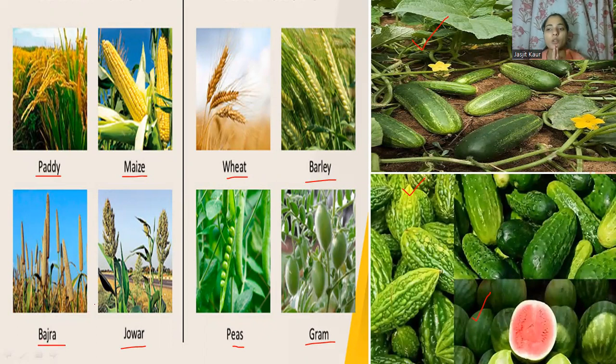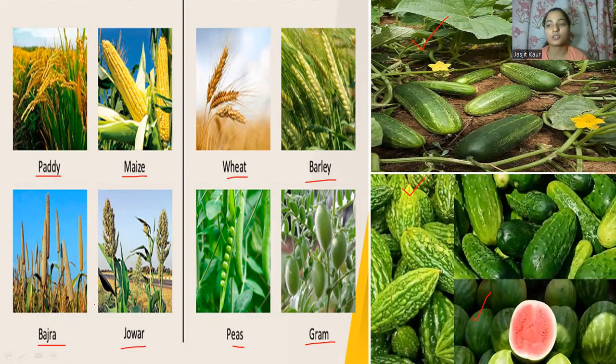Okay. So now tell me, if I ask you to divide these crops into different categories, then how would you divide them? You must have studied about the categorization of crops in your previous classes. So these are the crops, and now you have to divide them into different categories. What categories will you adopt to differentiate these crops?